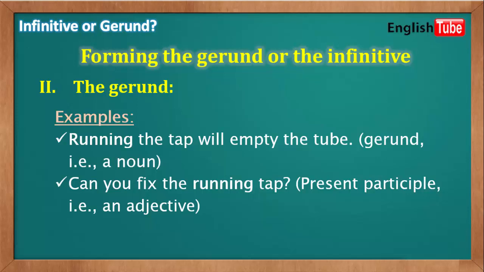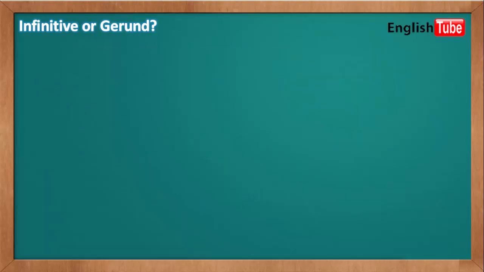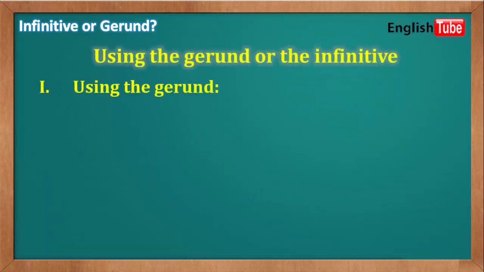Alright? Now, number two, can you fix the running tap? Running here, again, this is what we call the present participle, okay? It's a gerund, but it is identical here in this situation to an adjective, okay? Running tap. Drinking water, to drink water and then drinking water, okay? Good, it functions here as an adjective. Great. Let's move on right now to the use of the gerund or the infinitive.